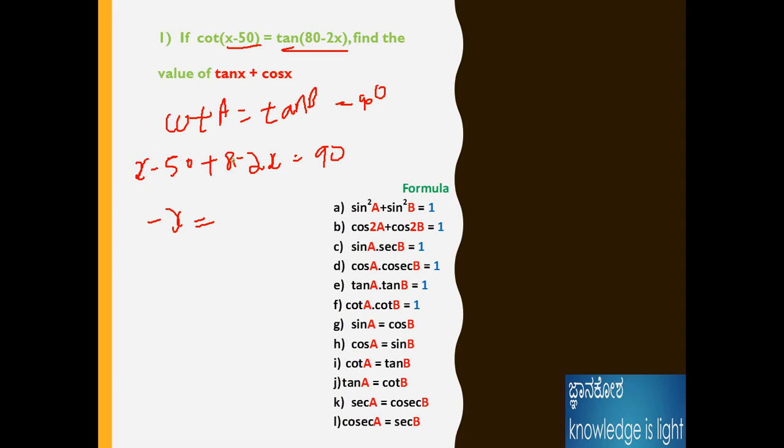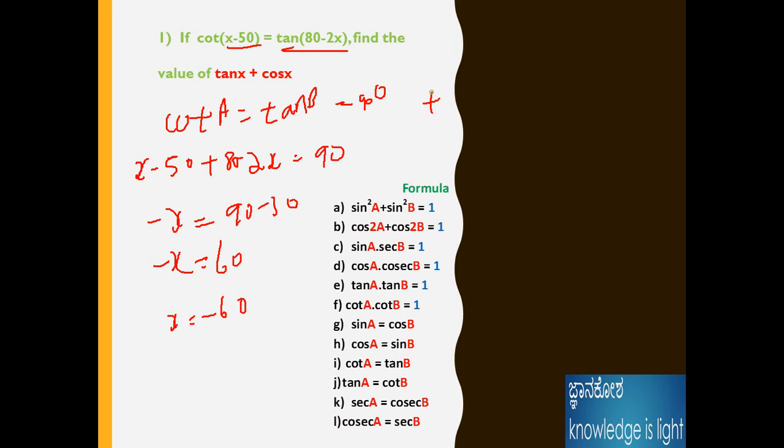Here, 80 minus 50 is 30. If you are shifting 30 over there, 90 minus 30. Okay, minus x is equal to 60. Therefore x is equal to minus 60 is the answer.